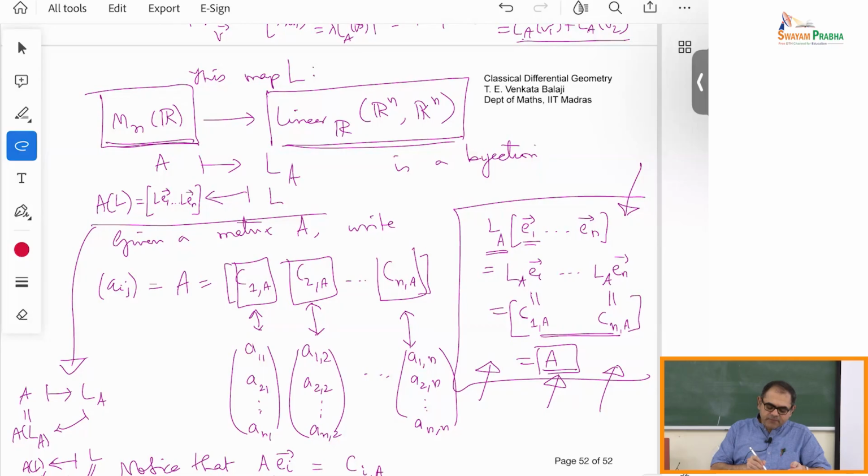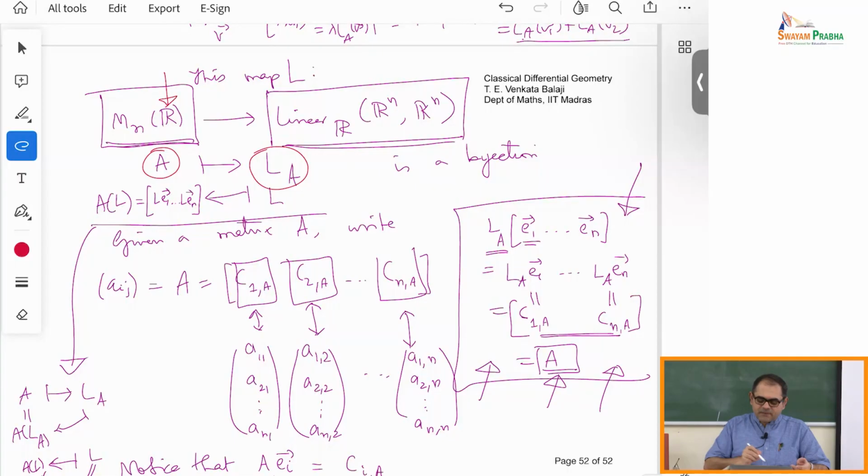If we start with an n by n matrix A with entries in real numbers, then corresponding to that we get a linear transformation of Rn to Rn. It's a linear map. And how is it defined? The way it is defined is that you have the matrix acting on column vectors in Rn, and the action is simply matrix multiplication.